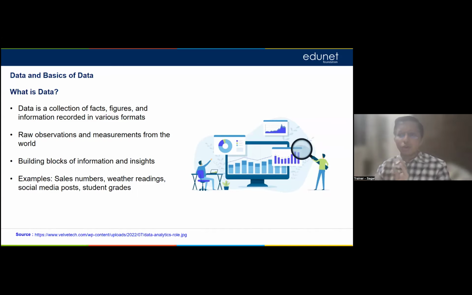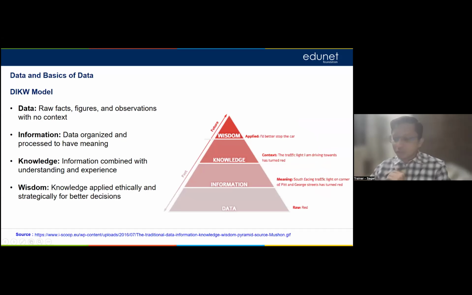Similarly, data is also an umbrella term where many facets come into the picture. Now, what are those facets? Remember this term, the DIKW. What does it stand for? It stands for data, which everyone knows, which we have talked about in the previous five to seven minutes.